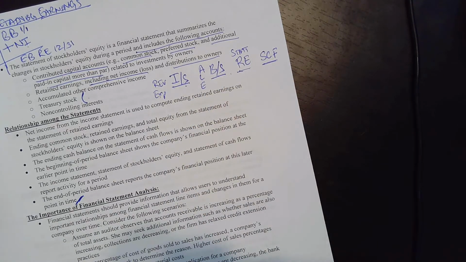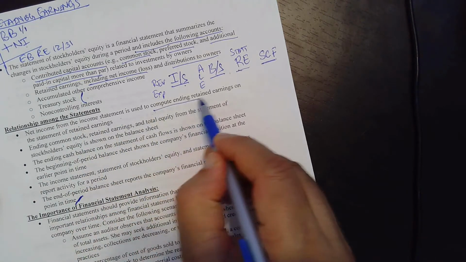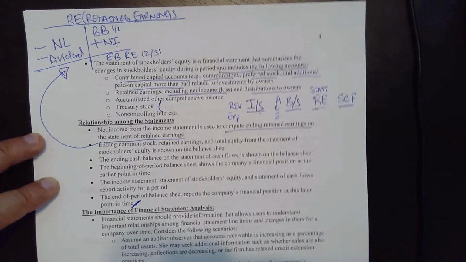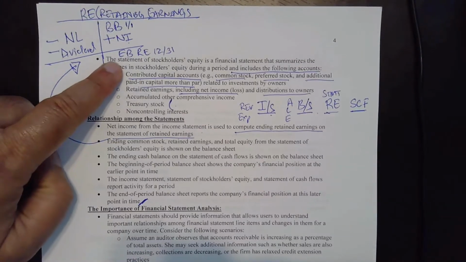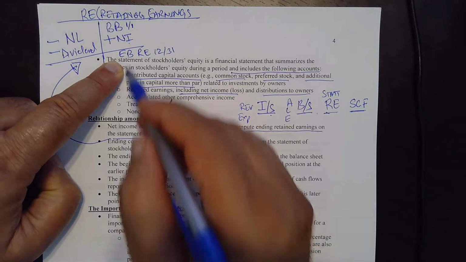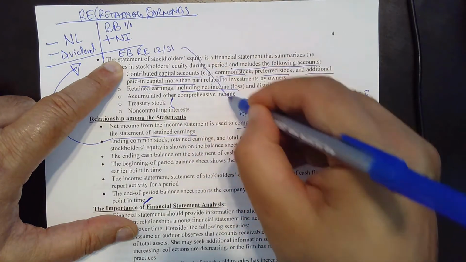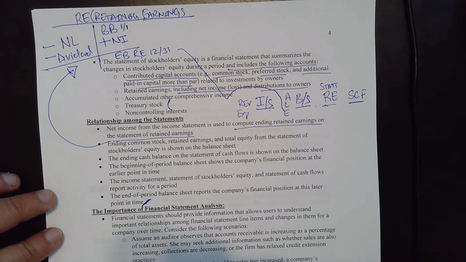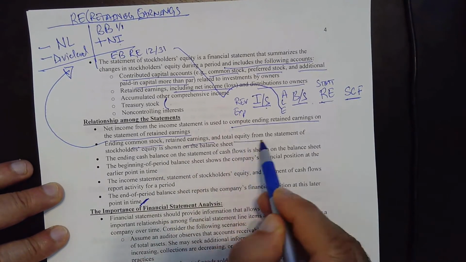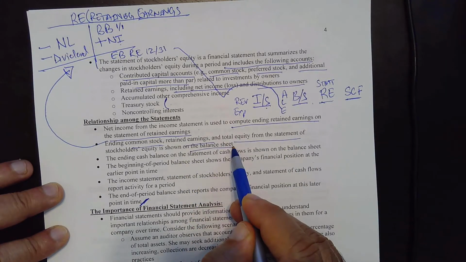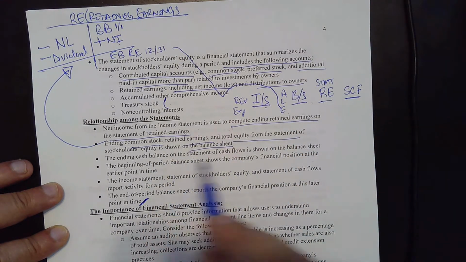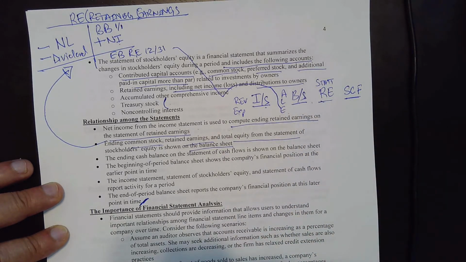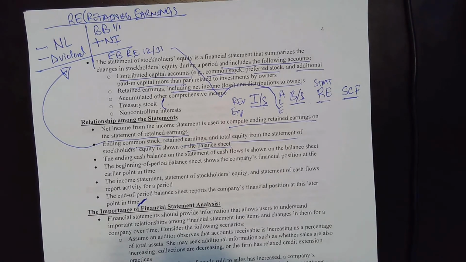All right. So net income from the income statement is used to compute ending retained earnings on the statement of retained earnings, like I showed you over here. That's how the ending balance of retained earnings is calculated, and that ending balance ends up here in the equity section of the balance sheet. Ending common stock, retained earnings, and total equity from the statement of stockholders' equity are shown in the balance sheet. The ending cash balance on the statement is shown on the balance sheet. So the balance sheet will provide you the beginning balance of cash, which was on January 1st, and the ending balance of cash.